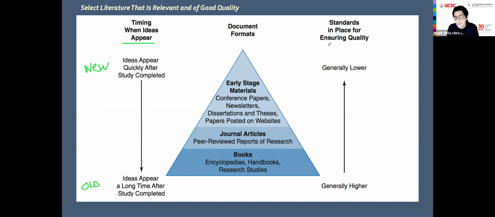On the other side, we have the quality of that material. So it goes from a lower quality material to a very high quality of information that these different sources provide you. And what we see inside this pyramid are the different materials that you can use for your work. So when we review this material, the early stage material, you're going to find it in conference papers, newsletters, dissertation and thesis papers posted on websites.